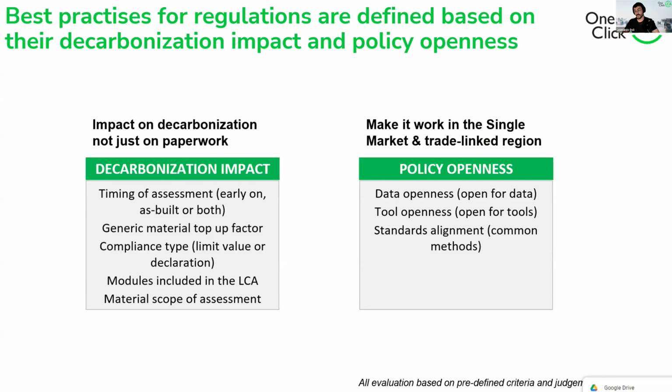So that gave us the ground to understand what are the key elements to be considered for best practice. You can see here, best practice for regulations is defined based on decarbonization impact and policy openness. When it comes to decarbonization impact, timing of the assessment, generic materials top-up factors, compliance type, modules included in the LCA, and material scope of the assessment were key to understand what's good and what's not good. When it comes to policy openness, we reviewed data openness, tool openness, and standards alignment.